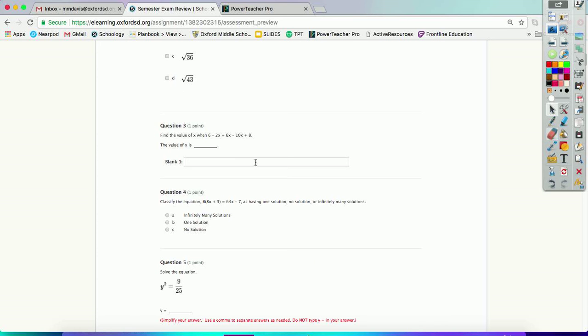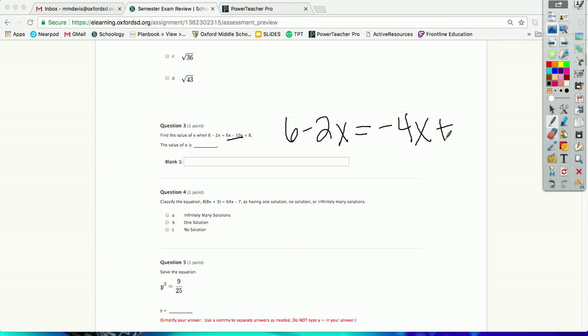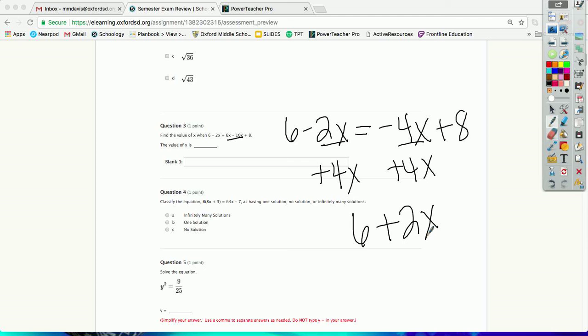For question number 3, you needed to actually take the time to write it down and work some things out. You need to combine like terms, so 6 minus 2x equals negative 4x plus 8. You need to get your like terms on the same side. I would add 4x to both sides, and I'm left with 6 plus 2x equals 8. When I minus 6 from both sides, 2x equals 2, so x equals 1.